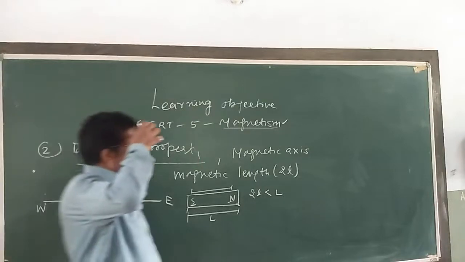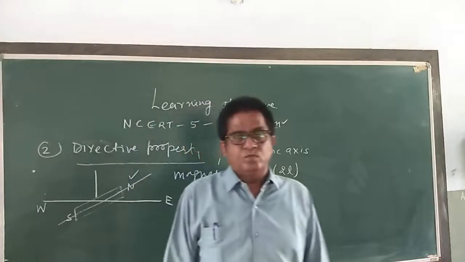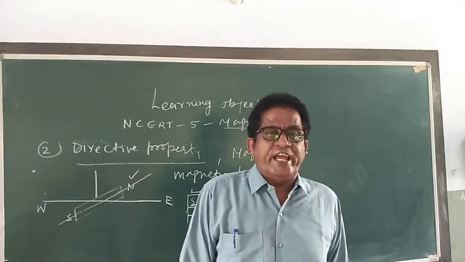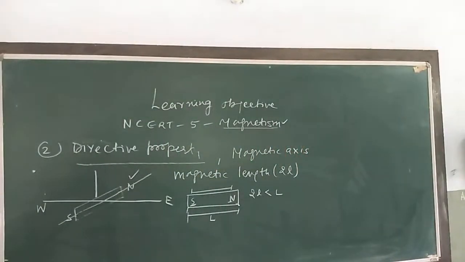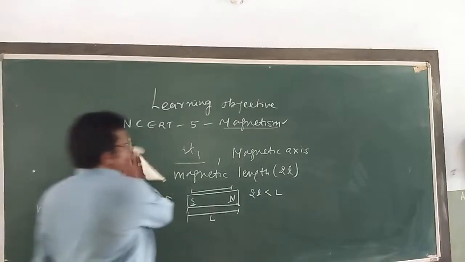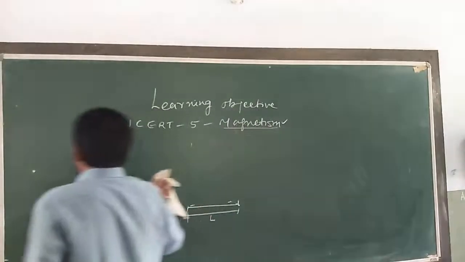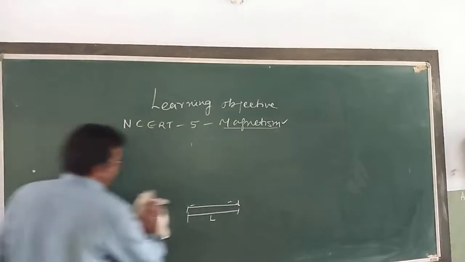Then what I observed here in a magnet is that poles exist in pairs. Another thing that we are discussing here, another property of a magnet, is that poles exist in pairs.